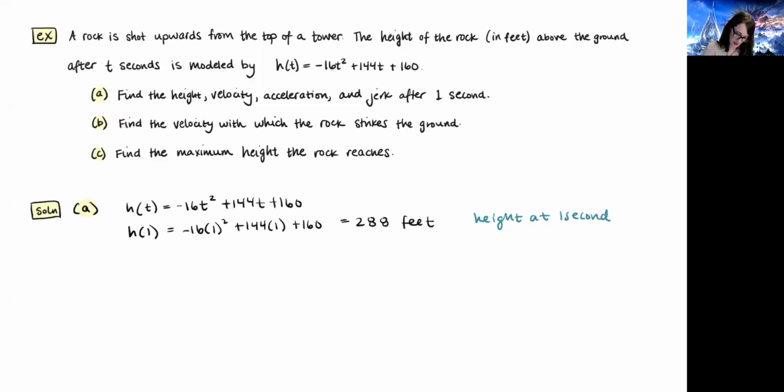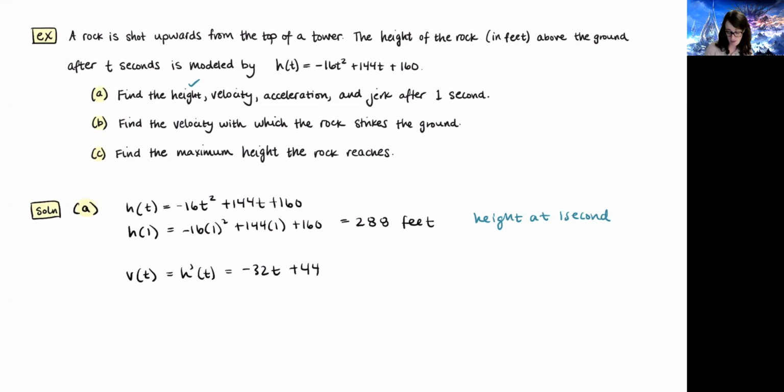Okay, so that one was easy. Velocity. Velocity at 1 second. So the velocity is the derivative of height. So we'll say v of t equals h prime of t. So to find the velocity, we're just going to differentiate height. So that'll be negative 32t plus 144.